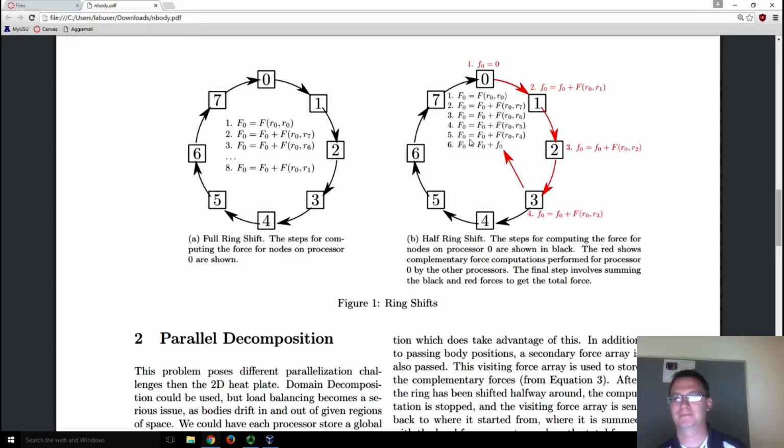Does that make sense? Yeah. So it doesn't really matter if we do a red shift or a black shift. We just need to do one, but not the other. Yeah, exactly.